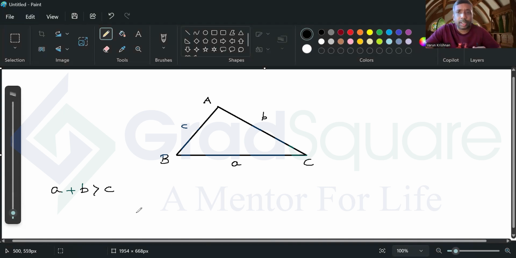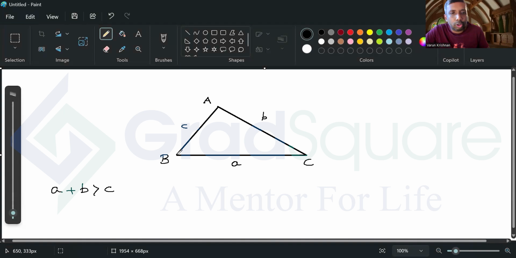And one such axiom is that the shortest distance between any 2 points is always the straight line connecting the 2 points, a straight line segment which is connecting the 2 points. This is the underlying concept because of which a plus b will always be greater than c. Why? Because let's understand this.